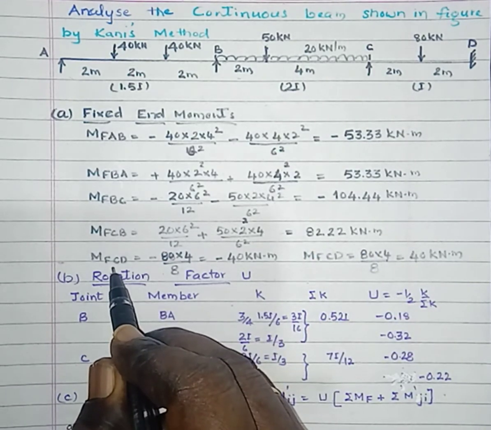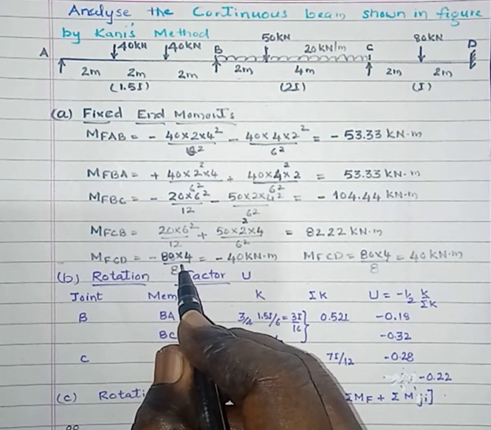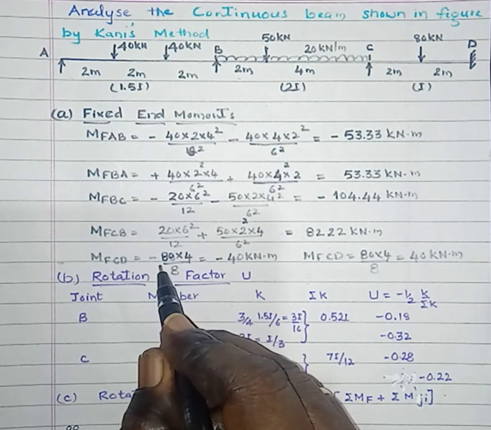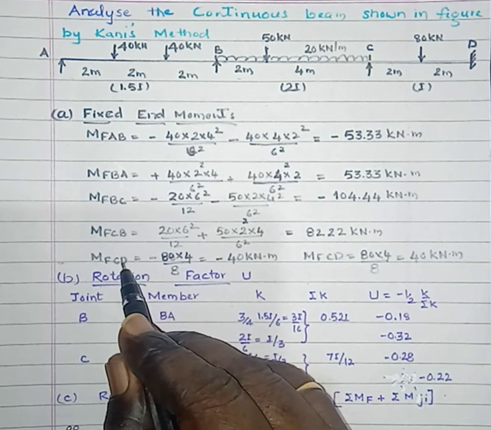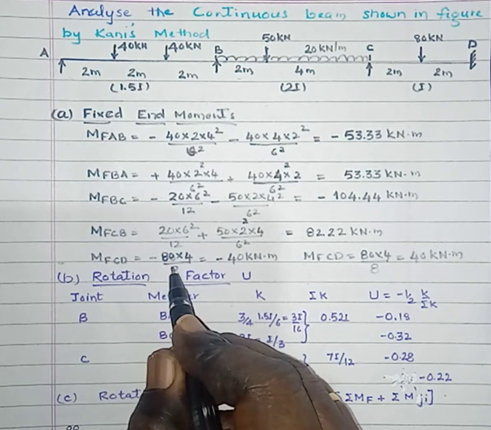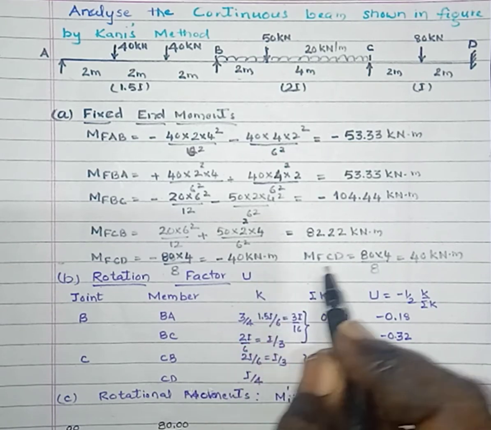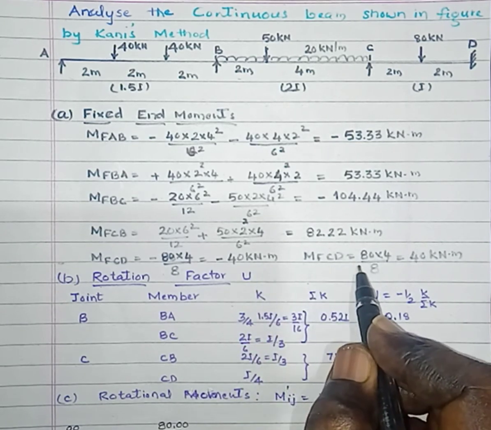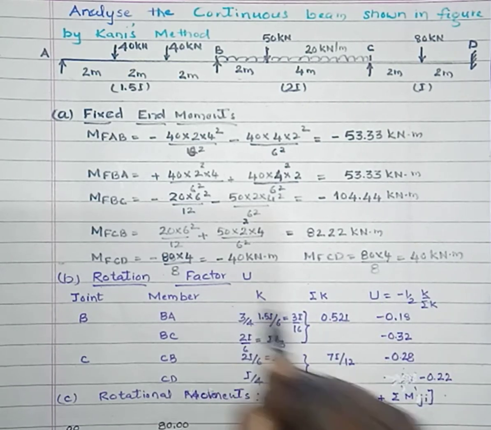In span CD, it is subjected to a point load of 80 kilonewton at a distance of 2 meters from either end, hence that is WL by 8. MFCD is anticlockwise, minus 80 into 4 by 8, that becomes minus 40 kilonewton meter. Similarly MFDC is clockwise, 80 into 4 by 8, that is 40 kilonewton meter.